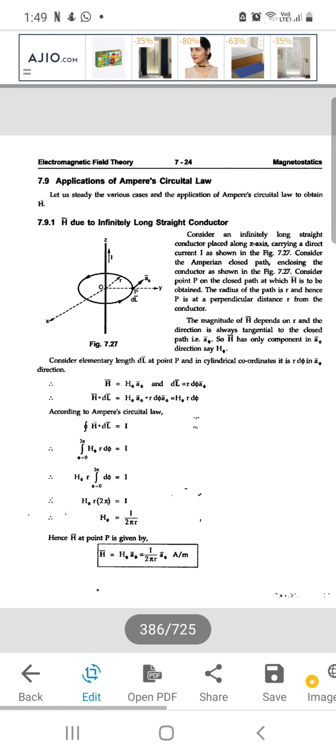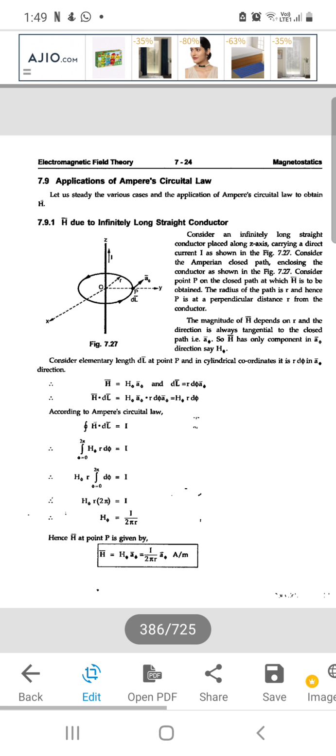So, you know the value of H, you know the value of dl. H is H phi a phi and dl is r d phi a phi. Now, to take H dot dl, take H phi a phi dot r d phi a phi, which is equal to H phi into r d phi, as you know a phi dot a phi is equal to 1.